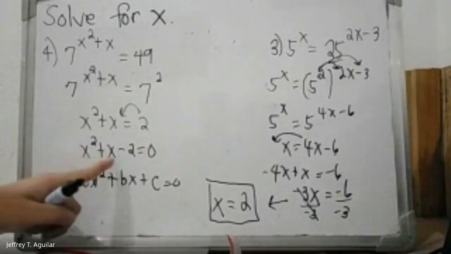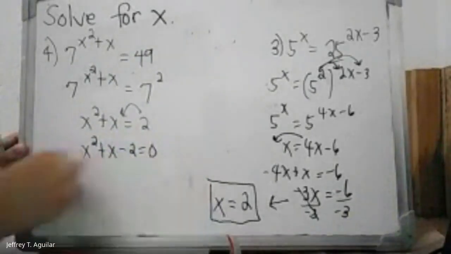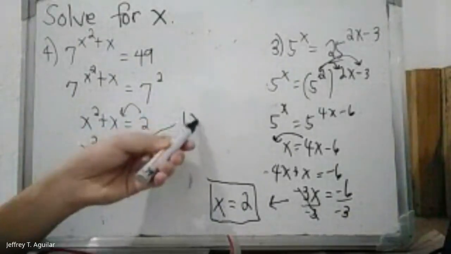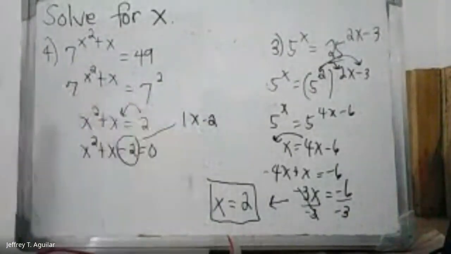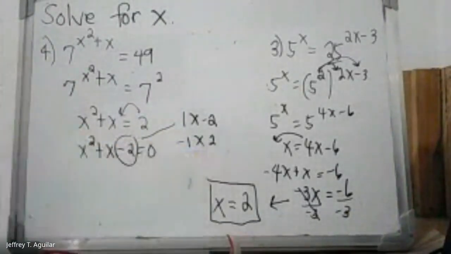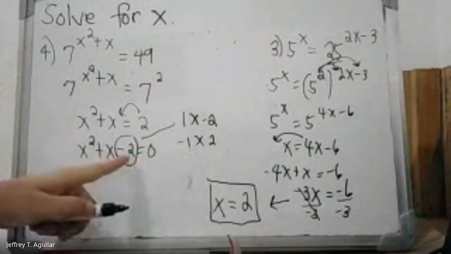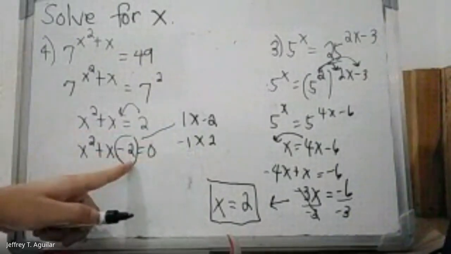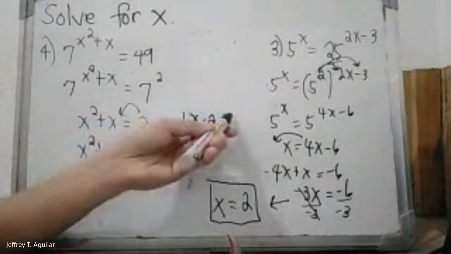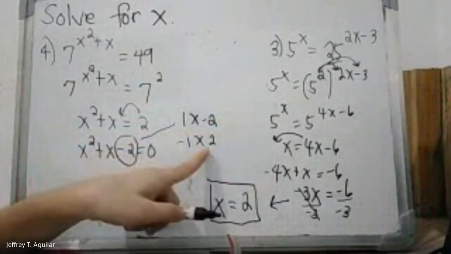But in this case, is this factorable? Let us see. Negative 2, what are the factors of negative 2? 1 times negative 2. What else? Negative 1 times 2. These are the only factors because 2 is actually the only even prime number. Now, if you will try to add 1 and negative 2, it's actually negative 1. If you're going to add negative 1 plus 2, it's actually 1.